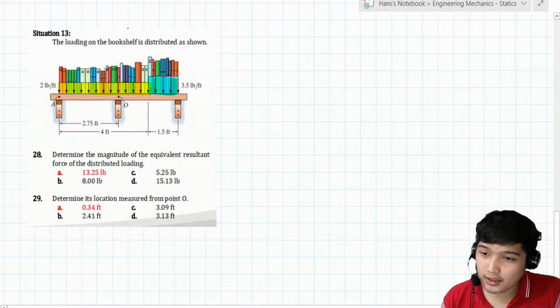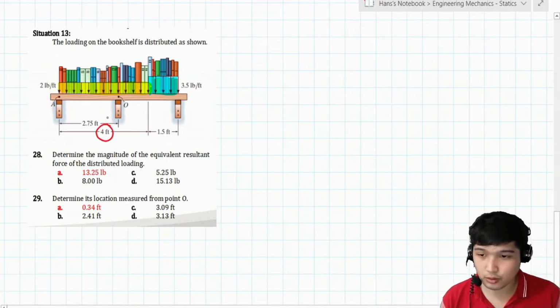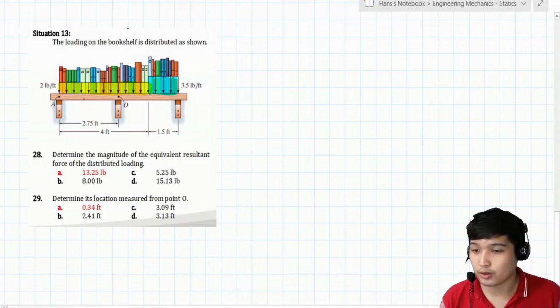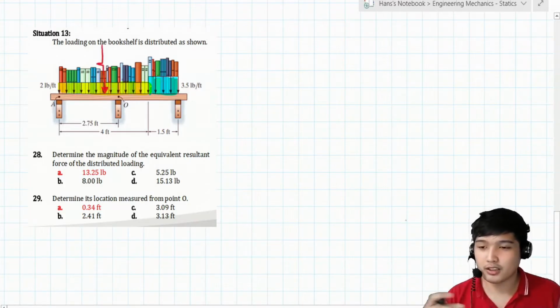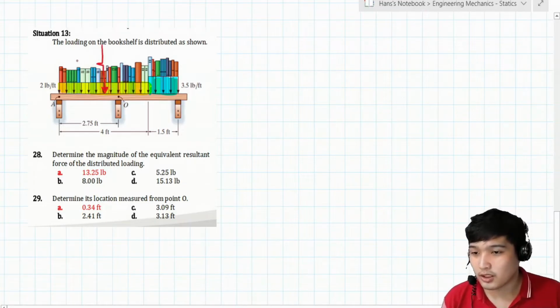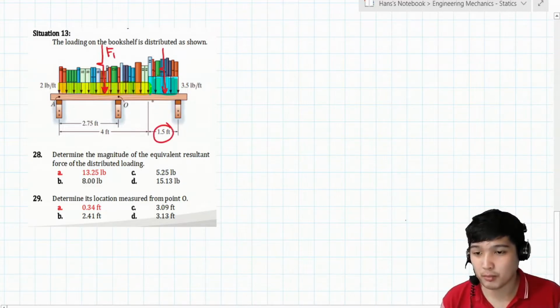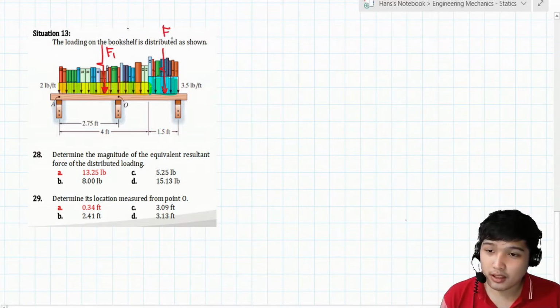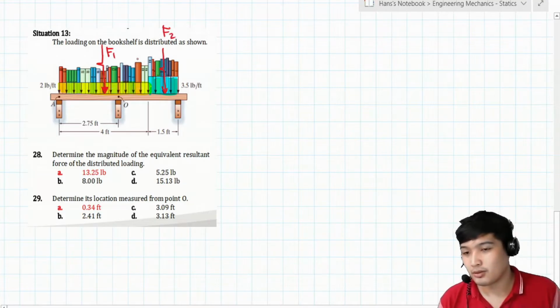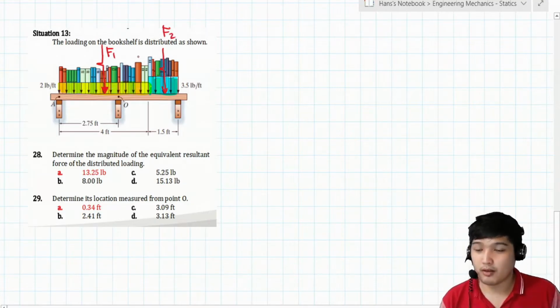So, kung rectangular yan, and then yung length niyan is 4, so 2 feet from A, midpoint nung rectangular distributed load. So, at that location, nandiyan yung tawagin muna nating F1. Okay, and then again, sa midpoint nung another distributed load, so dito sa 1.5, sabihin 0.75 from the end nung load na yon, nandoon naman yung F2. So, therefore, yung FR niyan is somewhere between F1 and F2, siguro.